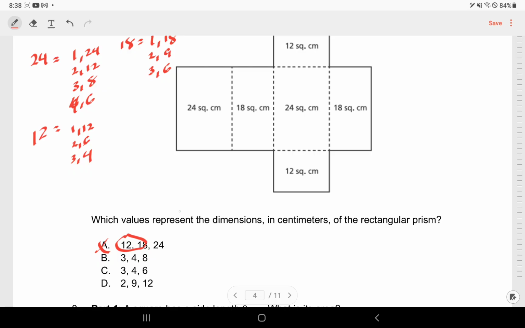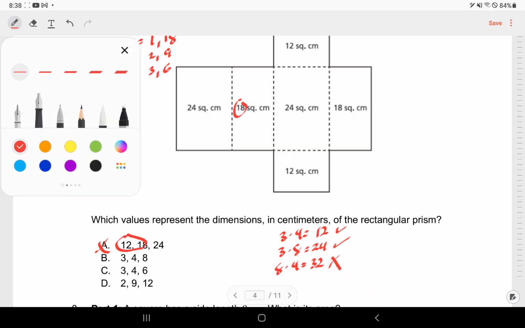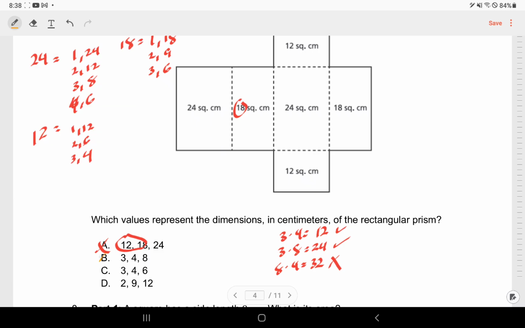Okay, so I want to take them and do that. So 3 times 4 is 12. 3 times 8 is 24. So good, good. 8 times 4 is 32. Bad, because I needed 18. So B's out.